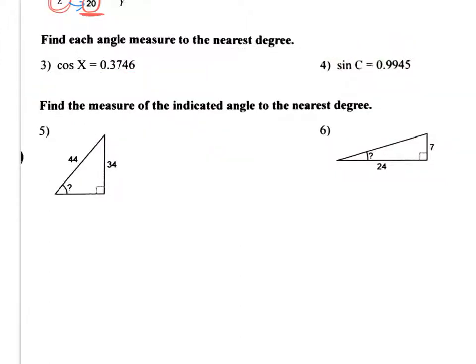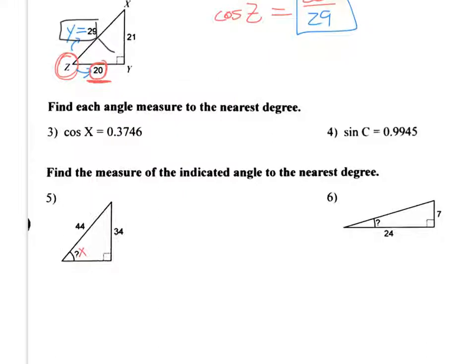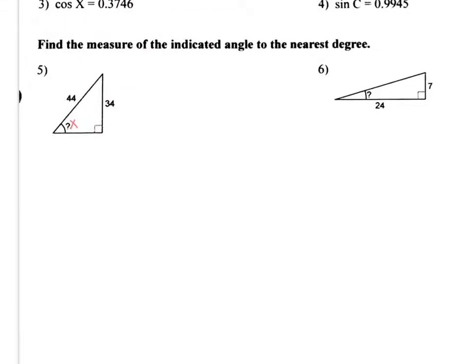Okay, so this next one says find the measure of the indicated angle to the nearest degree. So now we're looking for the angle. This is how it's related to the previous problems. We're looking for this question mark here. I'm going to call it x, the angle. Now, this also goes back to our trig ratios up here. We have to figure out a ratio. From this angle, x, this is the opposite side, because it's across from it. This side right here is the hypotenuse because it's across from the right angle. So I have opposite and hypotenuse.